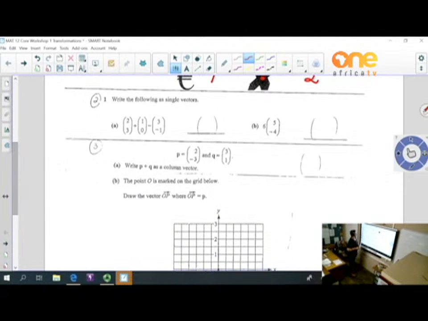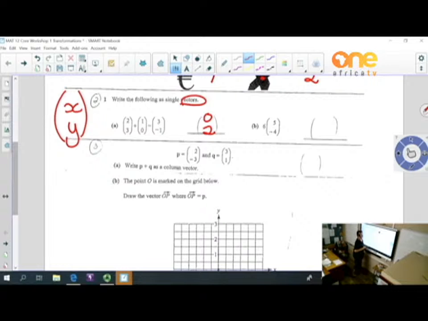Question 2. Write the following as a single vector. So now we're looking at column vectors, and you will remember we said now this is X, Y, a column vector. We can add and subtract them, and then you work with X and X and Y and Y. So 2 plus 1 minus 3 is 0. 3 plus 0 minus 1 is 2. That is my column vector.